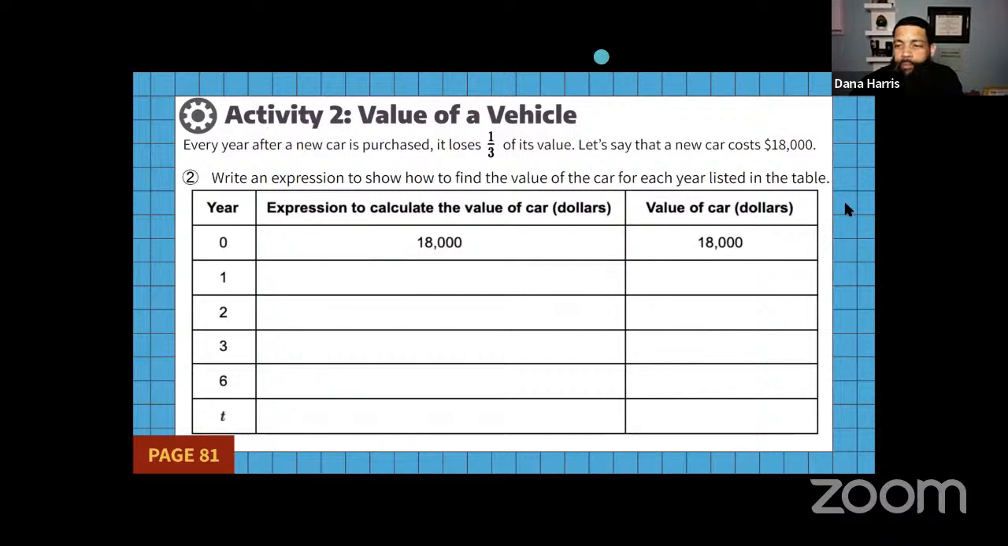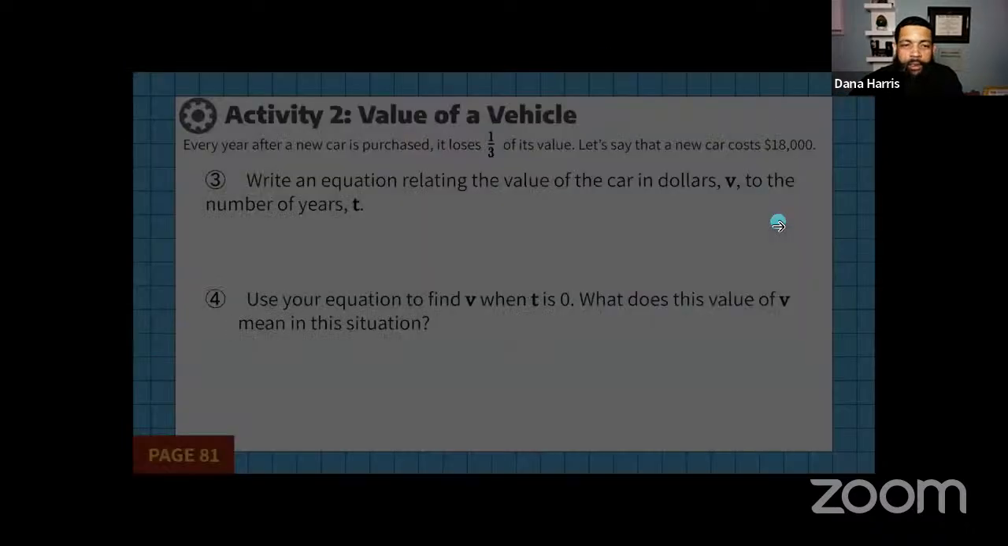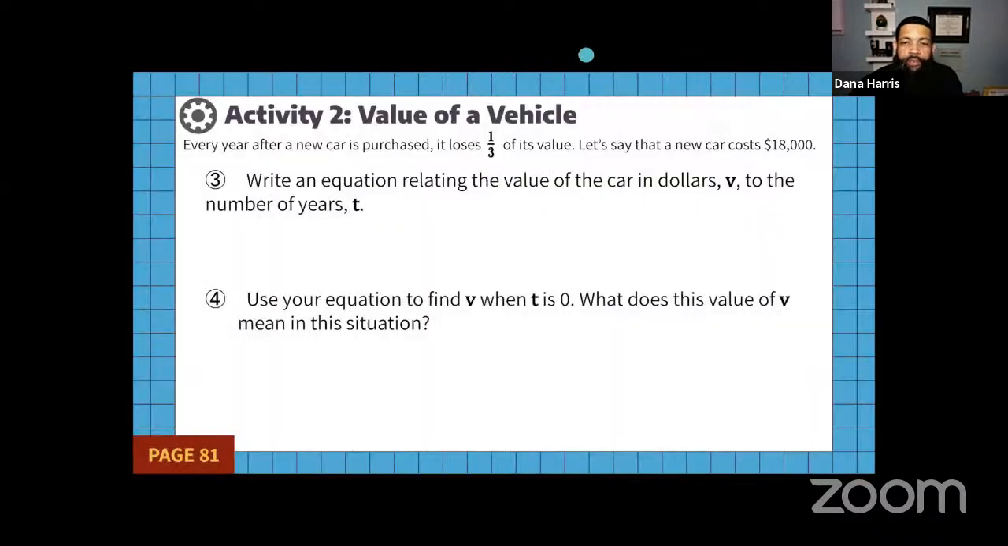All right. Next slide. Write an equation relating the value of the car V to the number of years T. So if we write this in function notation, V of T is going to be equal to 18,000 times 2/3 to the T power. All right, so here, use your equation to find V when T is equal to 0.